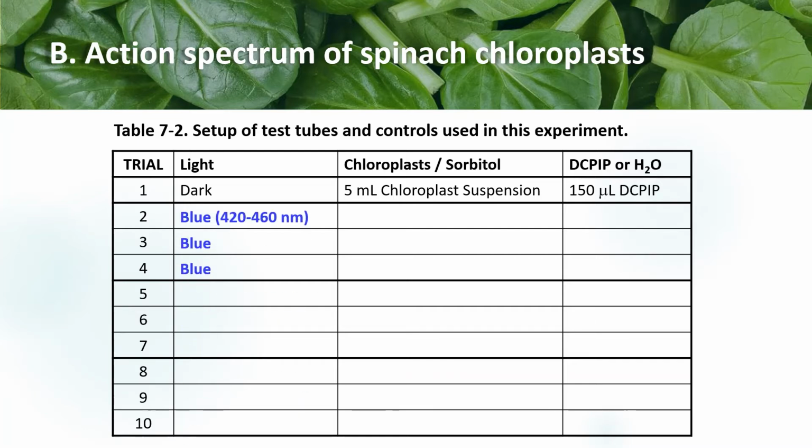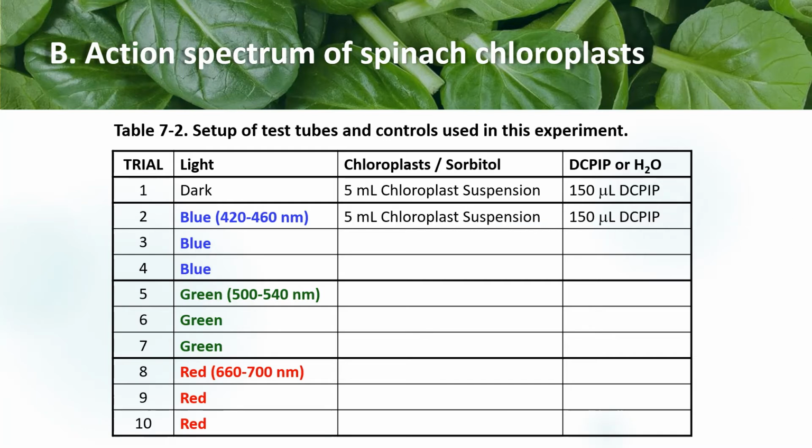Then we're also going to do some test tubes using blue light, green light, and red light. Each of these, notice we have 3 test tubes for each of them, the blue, the green, and the red, and this is because we are going to add some additional controls. So the blue test tubes are going to have one with a full reaction, so chloroplasts and the DCPIP, just like the dark reaction. We're also going to have a control where we're not going to have DCPIP.